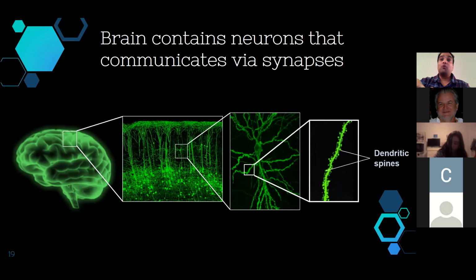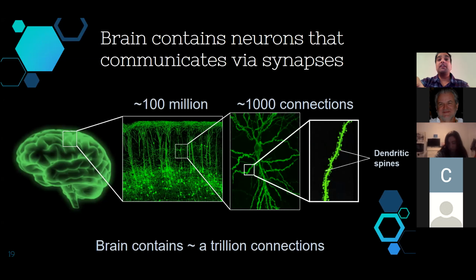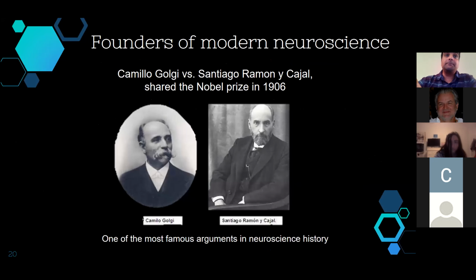Now, we have way more connections than the number of cells. So although we may have around 100 million neurons, and each neuron can make 1,000 connections with many other cells, we have close to 1 trillion connections in the brain. And I'll tell you how these connections, called synapses, are actually important for memory storage. But before that, let's take a historical perspective and understand a little bit more about what neurons are.